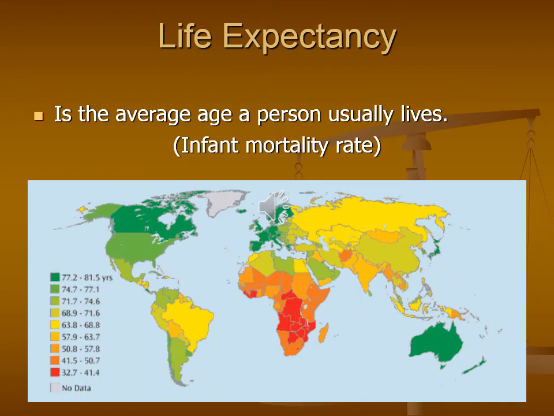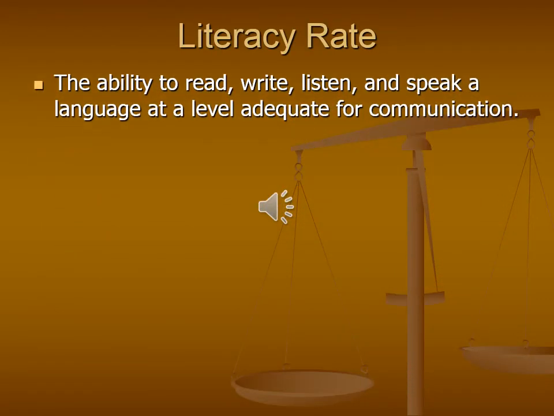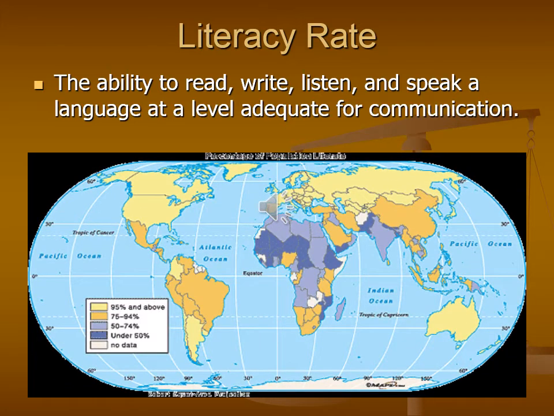What is meant by life expectancy? Life expectancy is the average age a person usually lives. Literacy rate. What is meant by literacy rate? Literacy rate is the ability to read, write, listen, and speak a language at a level adequate for communication.